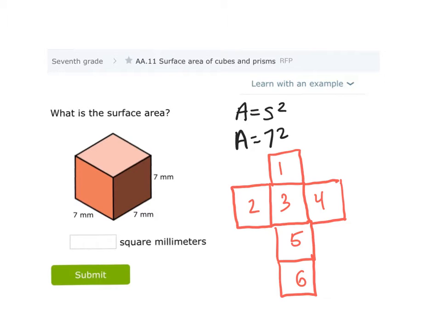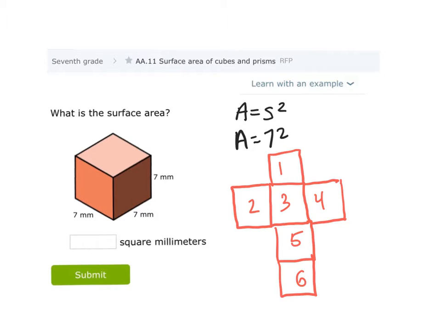So for this IXL, you're going to be looking at area and then surface area. Surface area is the total area of the entire 3D figure. So if you're looking at a cube, and you know that a cube, like a square, has the same sides, area equals side to the second power.